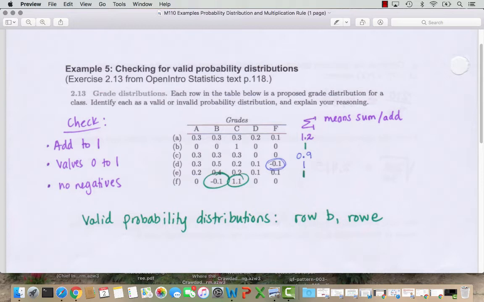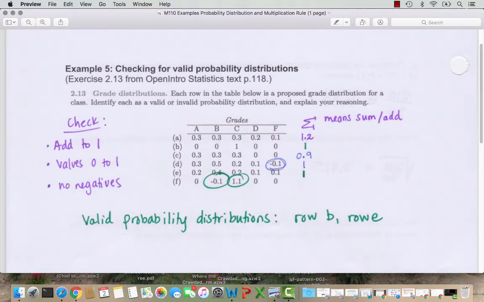I put that symbol, capital sigma, like you see in Excel when you sum or add it up. It's just math notation for summing something up. So if we add up the 0.3, 0.3, 0.3, 0.2, and 0.1 for grades A through F, for choice A over here, the sum is 1.2. So that is not a valid probability distribution.